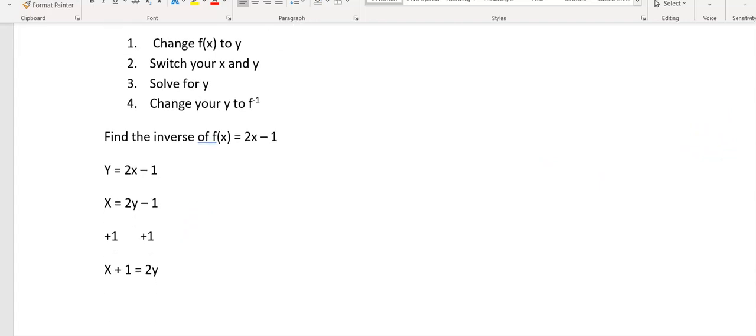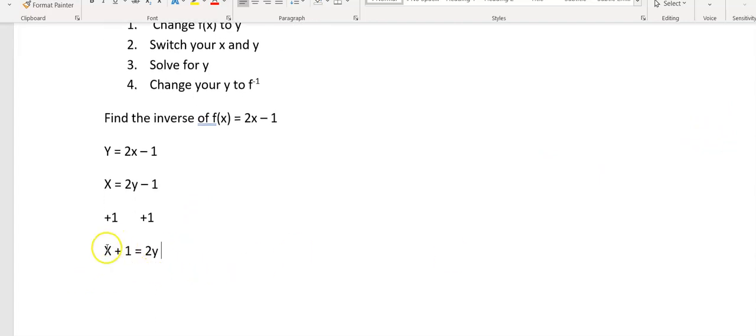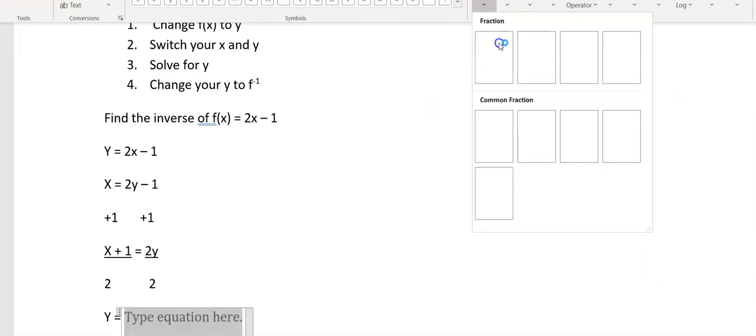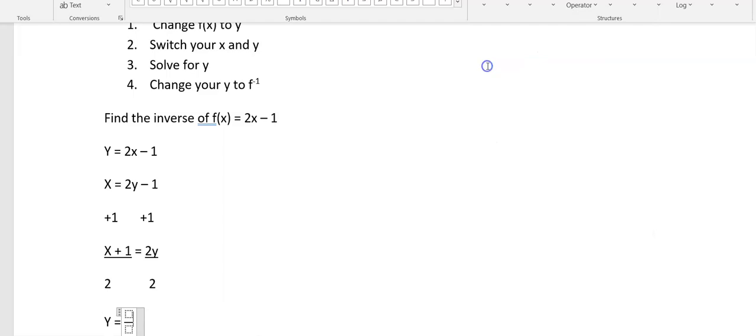And then let's continue to get y by itself. Let's divide by 2 on both sides. And since my draw feature does not seem to be working on this computer, I'll just do this. So we're going to divide by 2 on both sides. So we get that y equals this fraction, and I'll go ahead and write it as a fractional equation: x plus 1 on the top and 2 on the bottom.